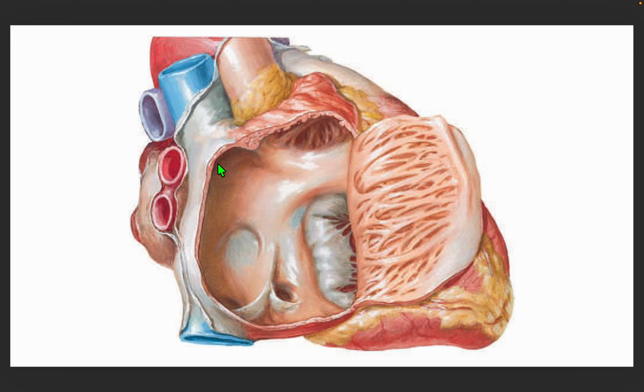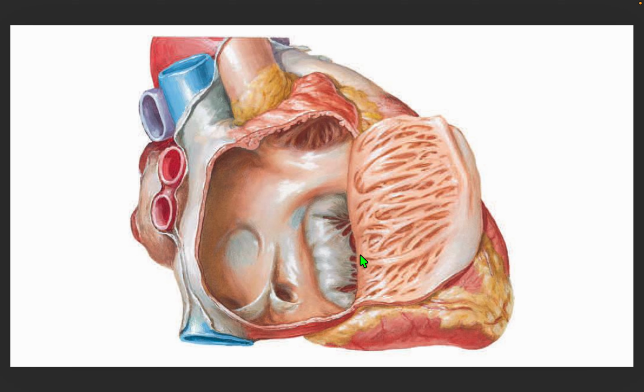When we look at the smooth part, the sinus venarum, it receives the opening of superior vena cava. Also, it receives the opening of inferior vena cava. And the sinus venarum developed from the absorbed right horn of sinus venosus. The other area, the atrium proper, is derived from the right half of the primitive atrium.